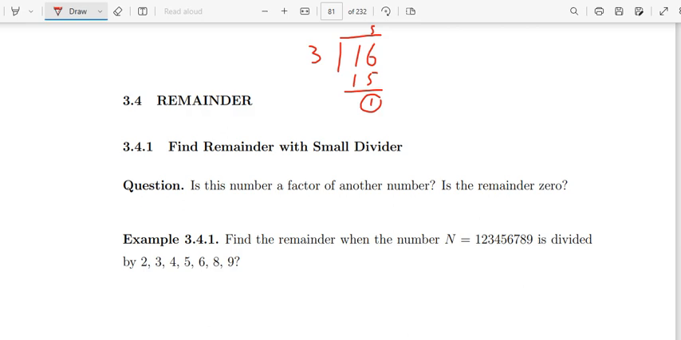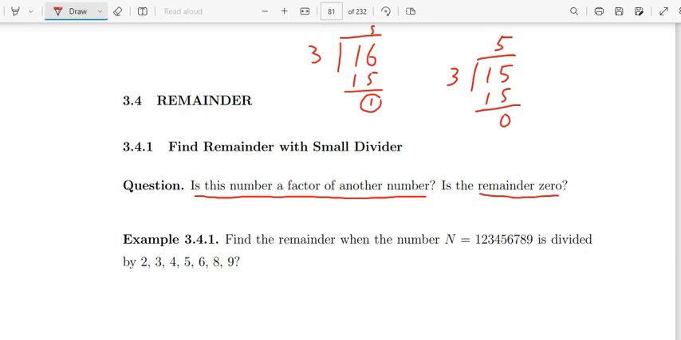When the remainder is 0, then we can say this number is a factor of that number, right? So the question, is this number a factor of another number, is almost equivalent to asking whether the remainder is 0. Okay, so now let's check some problems.